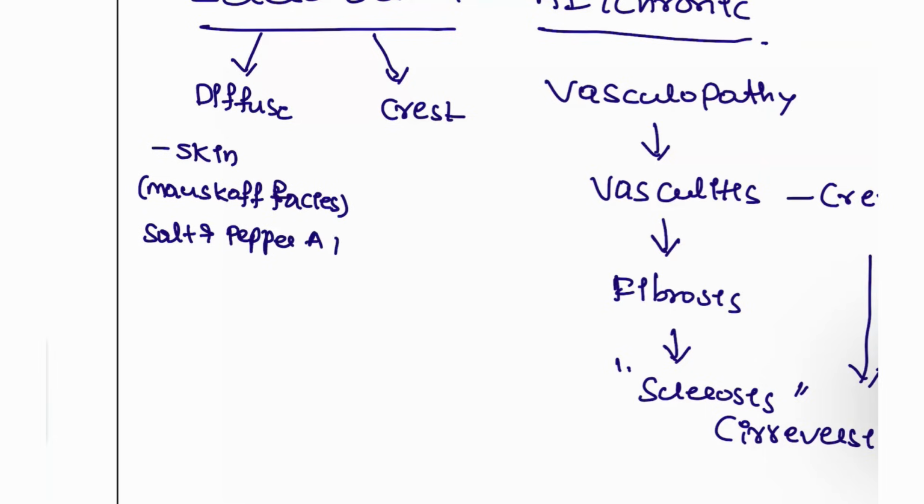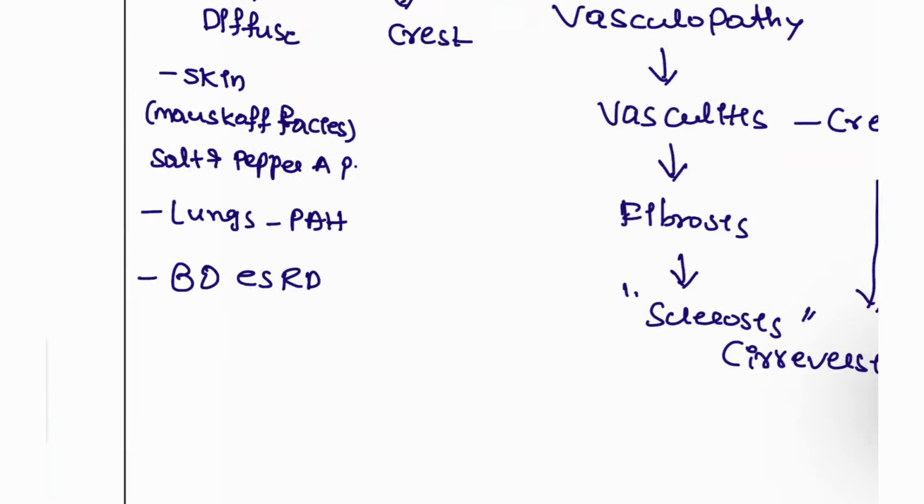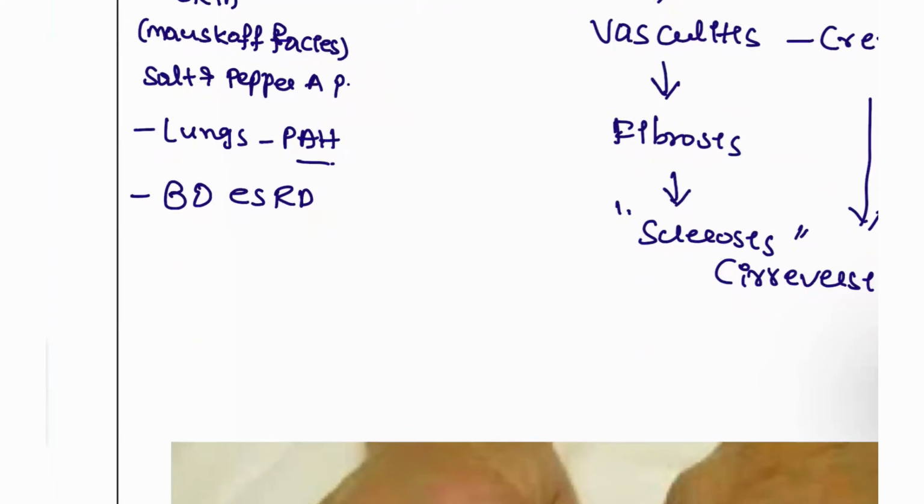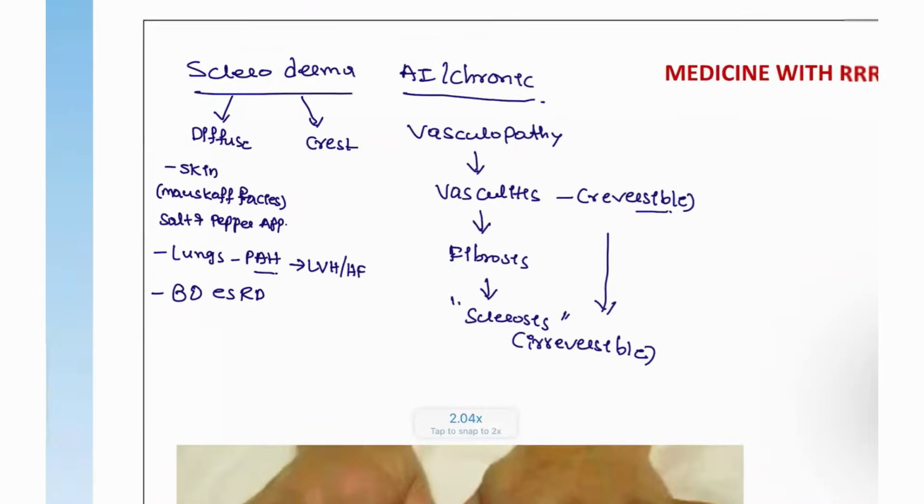Salt and pepper appearance. It is also going to involve the lungs, which will cause pulmonary hypertension, and also involve the kidney, which will cause end-stage renal disease, and pulmonary hypertension can be triggered that will cause the death of the patient, leading to left ventricular hypertrophy and heart failure. So this is commonly seen with the scleroderma patient.